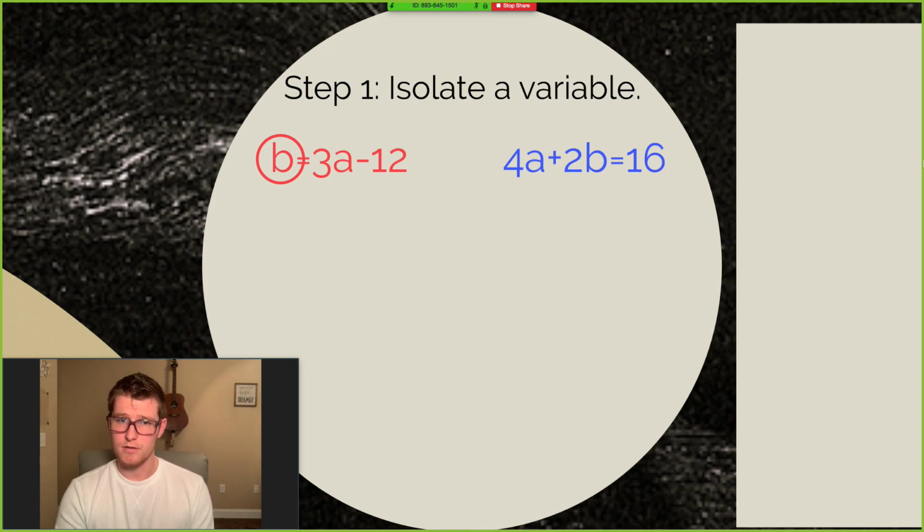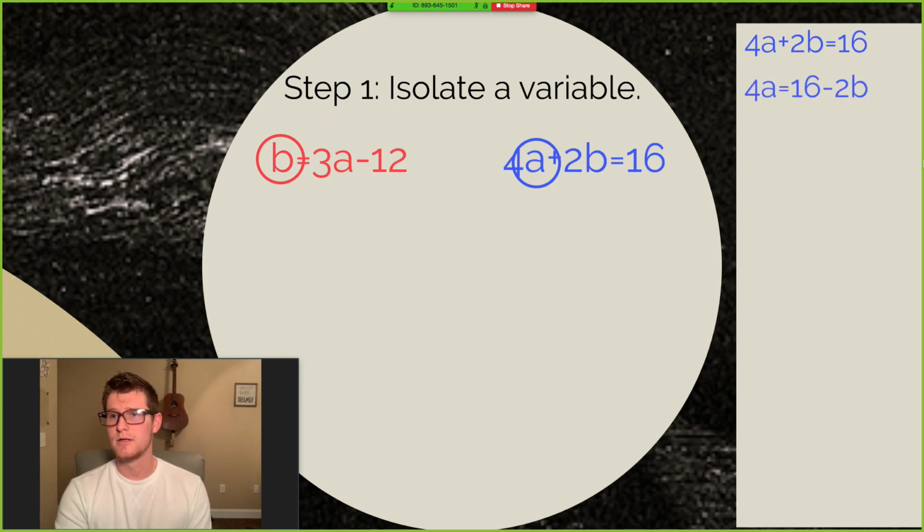But what if it didn't? What if we were given two equations where there was no isolated variable and we had to move some things around to make that happen? Let's say we wanted to solve for a in the blue equation. Well, the first thing we need to get rid of is that 2b, so we would subtract it from both sides to get 4a equals 16 minus 2b.